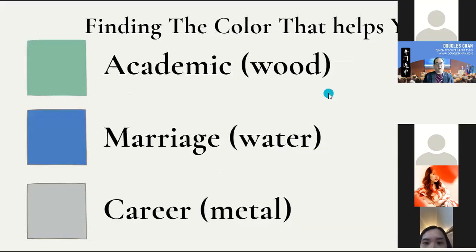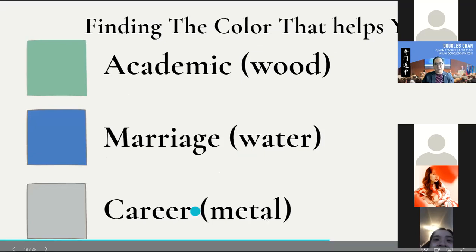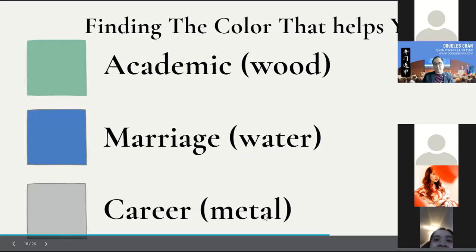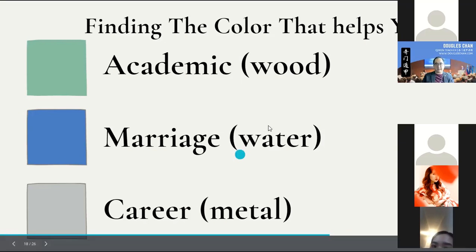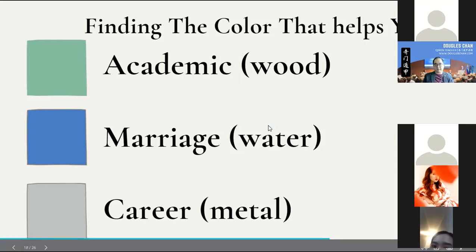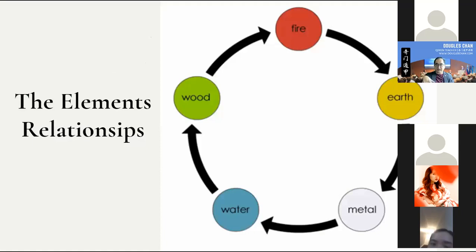Next. Okay, so based on my example just now, I categorized all this to make it easy for you. Academy is wood, marriage is water, career is metal. Your color may be different. Check your box below, and at the box itself, check the box below the number. You'll be able to see the color. Okay, so going back to the relationship itself.